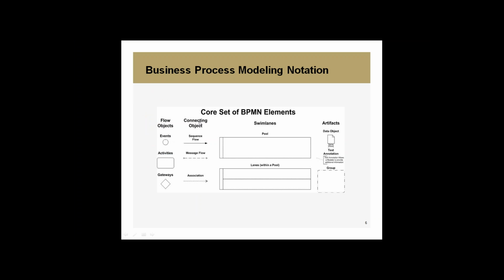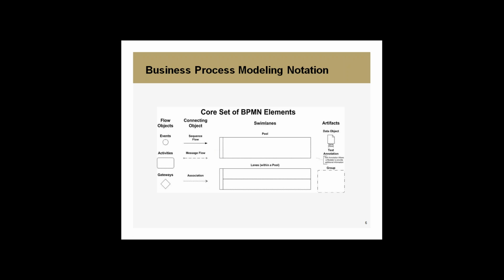Next, connecting objects. In the connecting objects, you can see sequence flow, message flow, and association. We are not using message flow and association in our IBM BPM. We are using sequence flow.